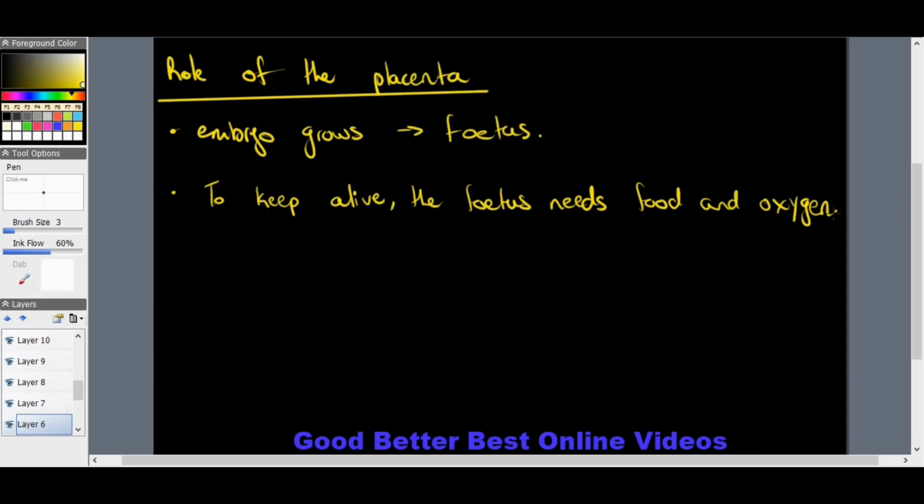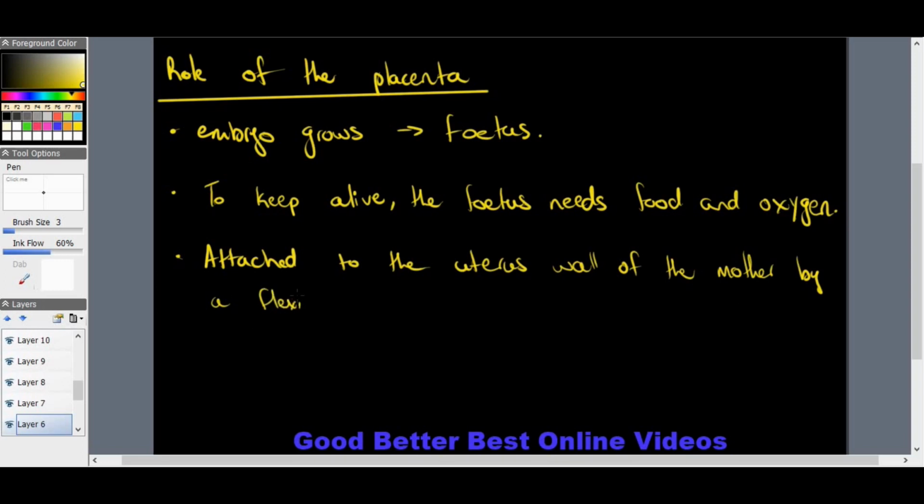It is attached to the uterus wall of the mother by a very flexible umbilical cord. I always struggle to say that word sometimes.